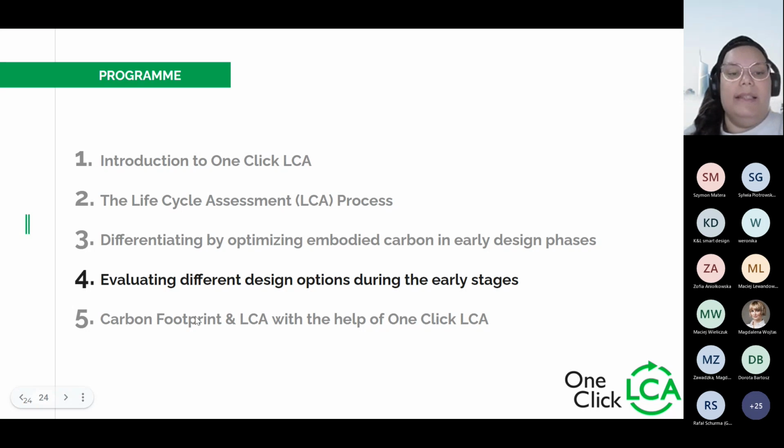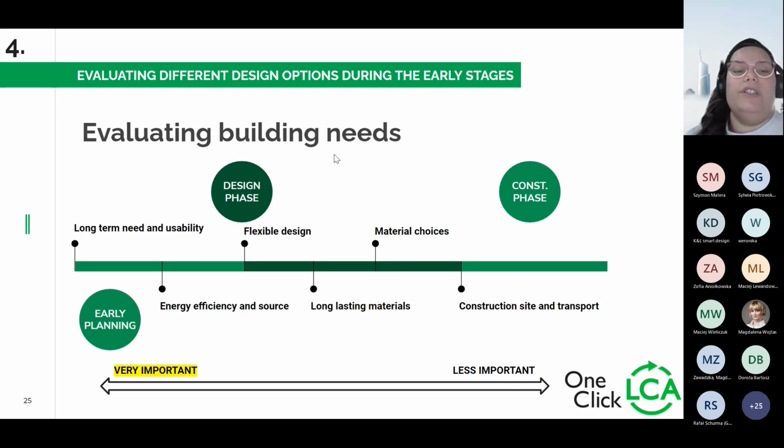Okay, so let's now evaluate different design options during the early stages. So what should you be paying attention to when you are doing an assessment for the early stages? First, we need to evaluate the building needs. We need to evaluate the early planning, which is the most important part. So we need to think to design with long-term need and usability. Think about energy efficiency and the source of it as well.